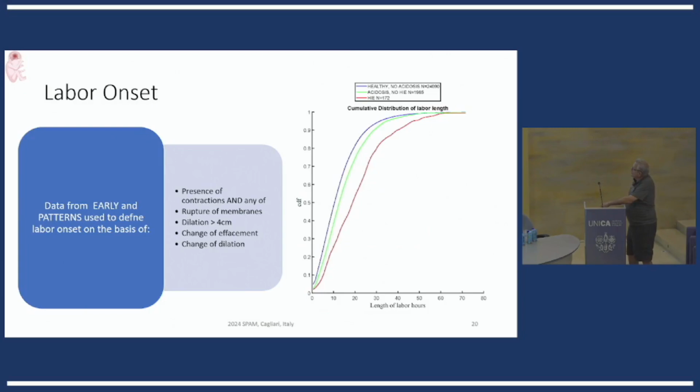The other thing we've done is, by combining the clinical data with the contraction data, we're able to identify when labor onset occurs. What we show here on the right-hand side is the cumulative distribution of labor lengths, where blue is healthy, green is acidosis, and red are HIE cases.